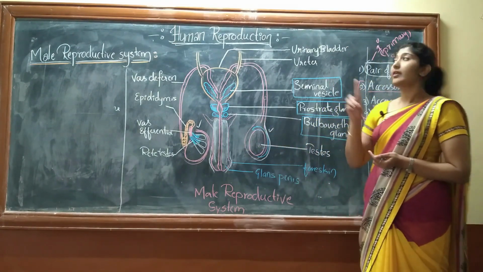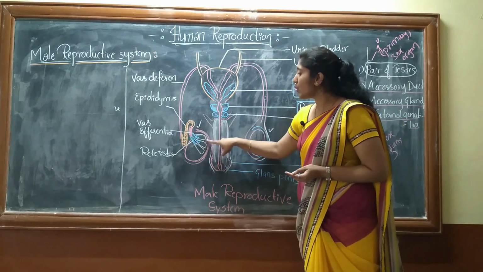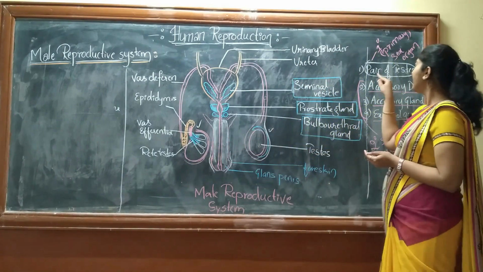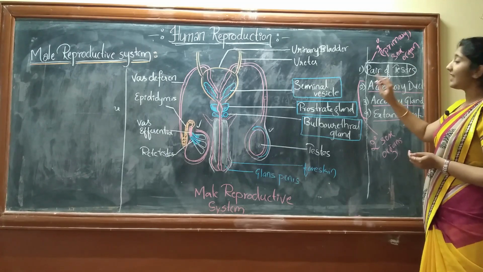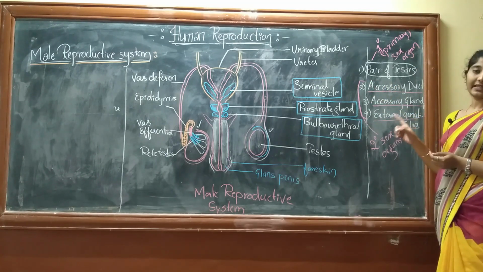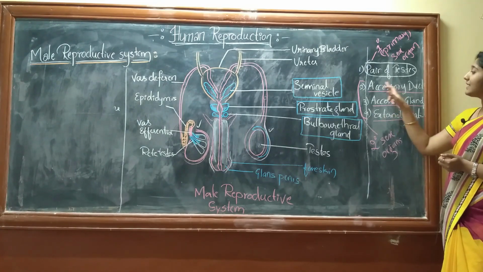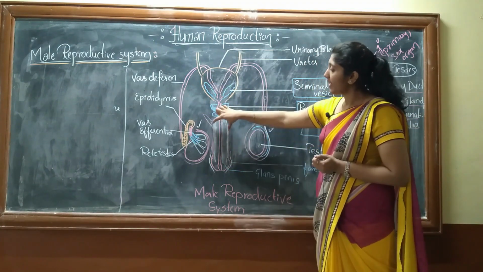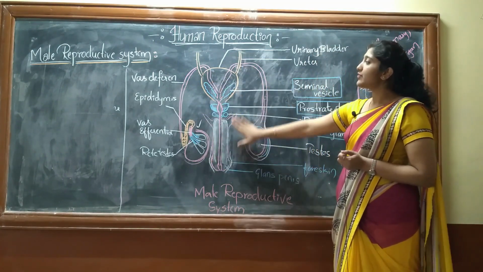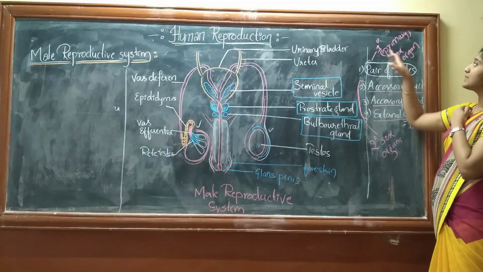And remember, there are a pair of testes. They are 2 in number, 1 and 2. These 2 are the testes, a pair of testes, which is called the primary sex organ. That doesn't mean the rest of the parts are not necessary or not important. These are also equally important, but these 3 parts, the accessory ducts, the accessory glands, and the external genitalia are called secondary sex organs, and this is the primary sex organ.